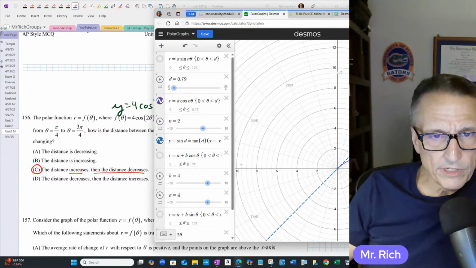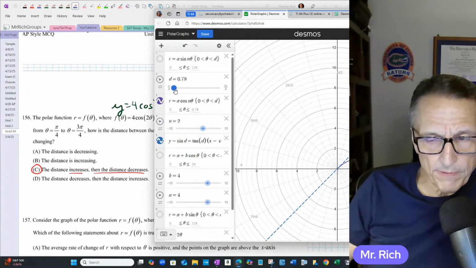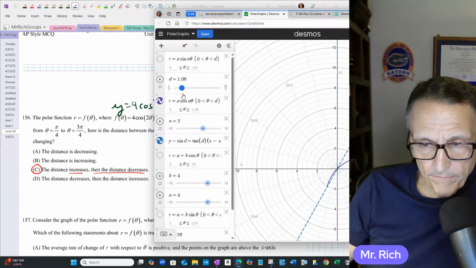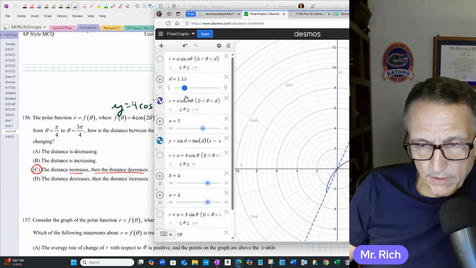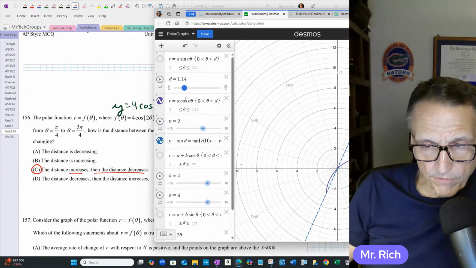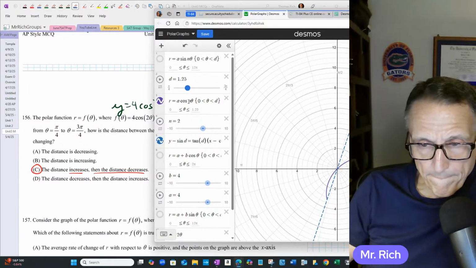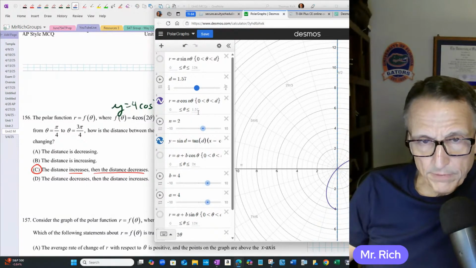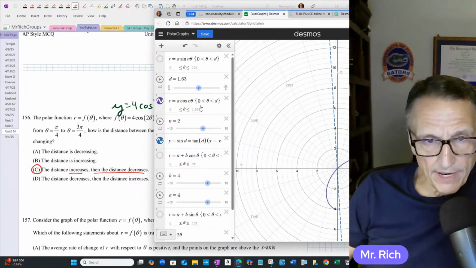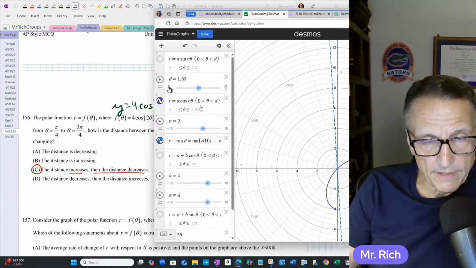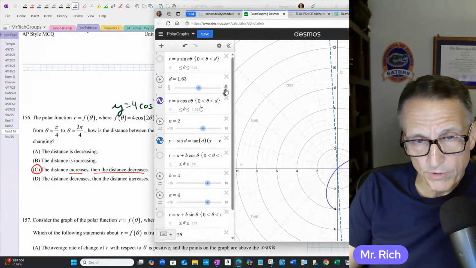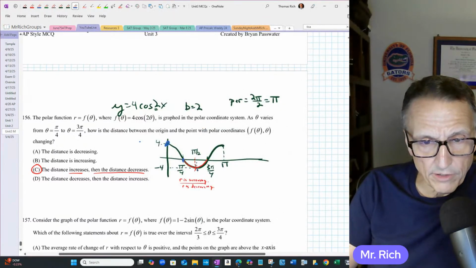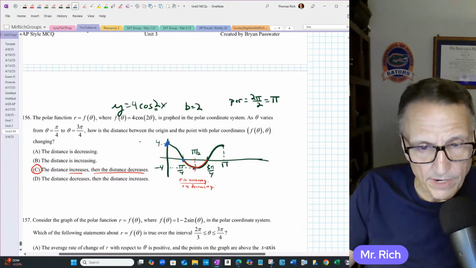So as we increase from that, let's see what happens. As we go from pi over 4, you can see that as we keep going, r is getting further and further away from the pole. And then it reaches its maximum distance of 4. But then as I keep going, look where I'm at. Right here, I am at halfway between pi over 4 and 3 pi over 4, which would be pi over 2. So I am at this location right here.